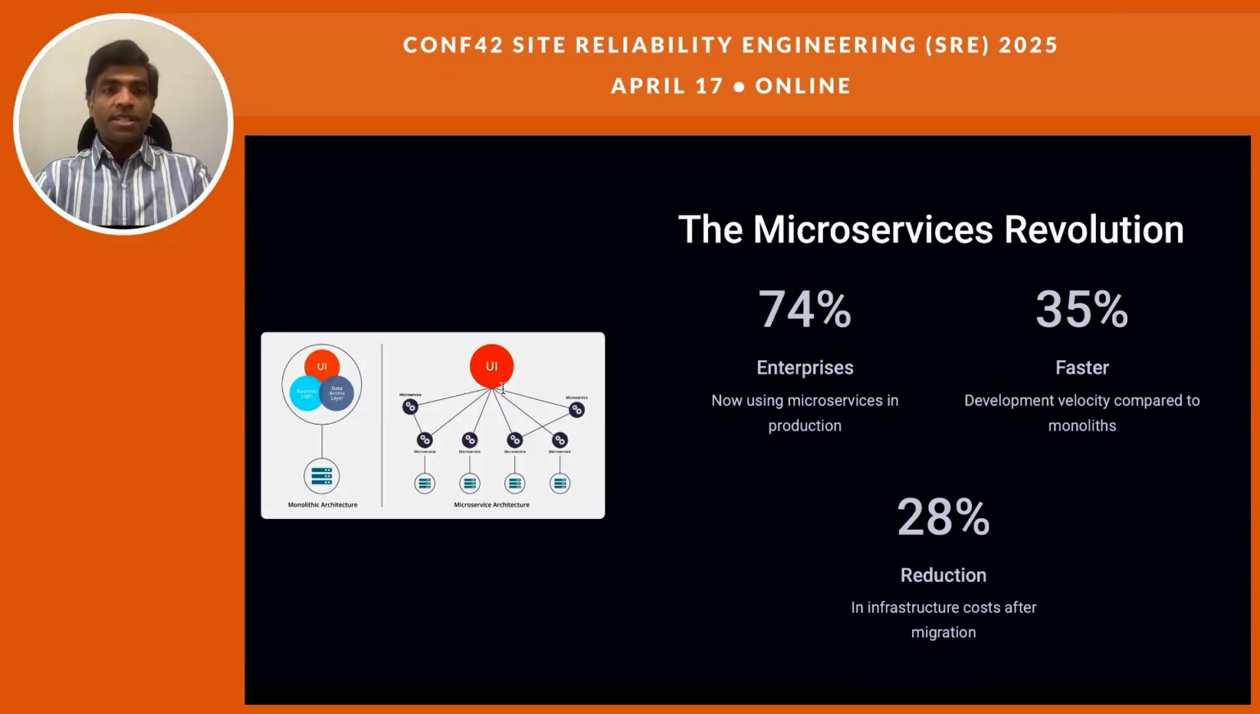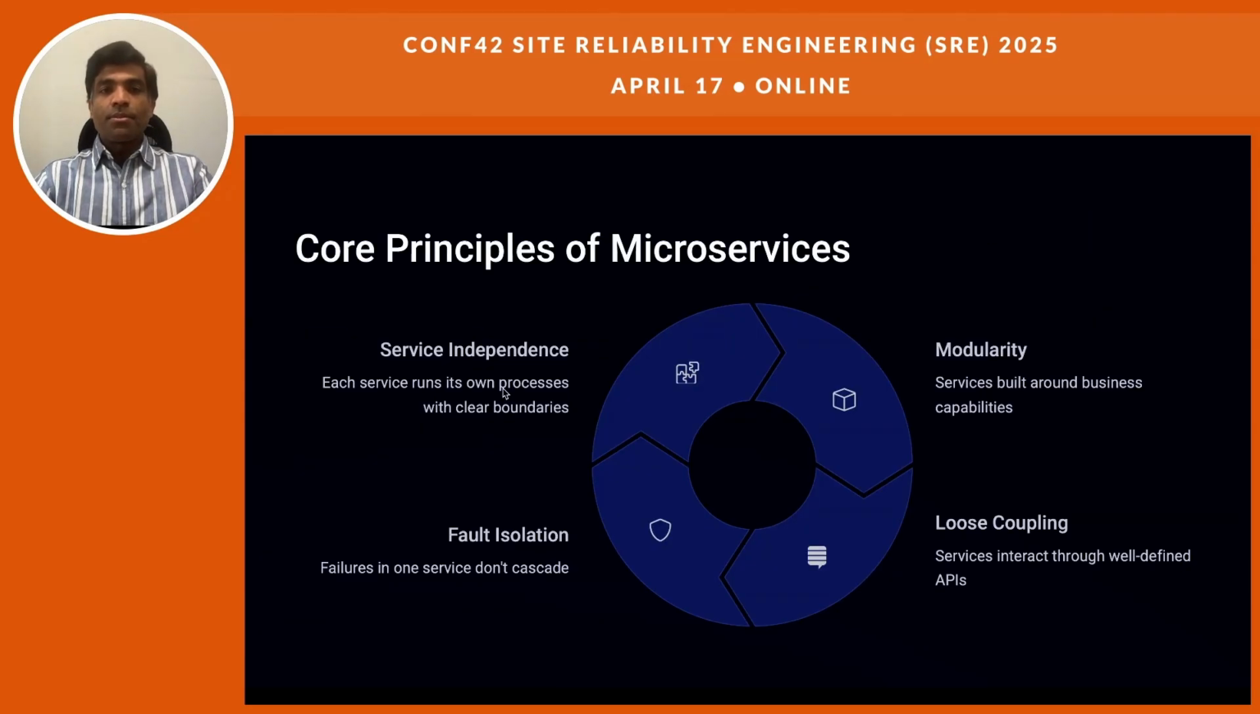This is often achieved through more efficient resource utilization, better scalability, and the ability to tailor infrastructure more precisely to each service's needs. So the microservices revolution is not just a change in technology. It's a fundamental evolution in how teams collaborate, deploy, and maintain software. Let us delve into some of the core principles of microservices.